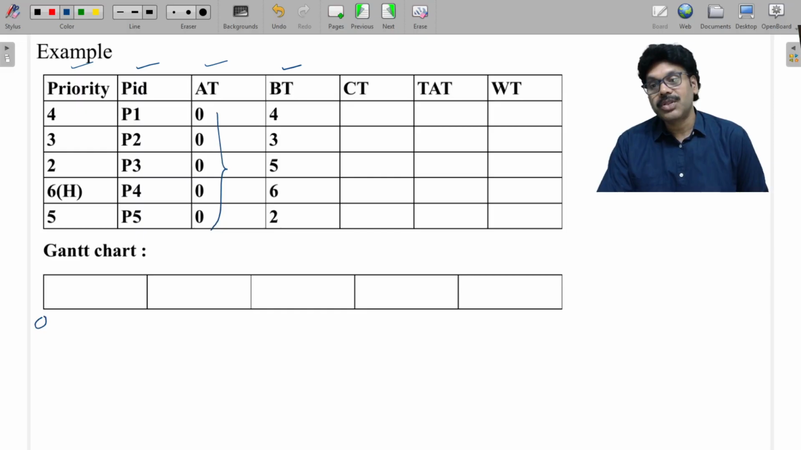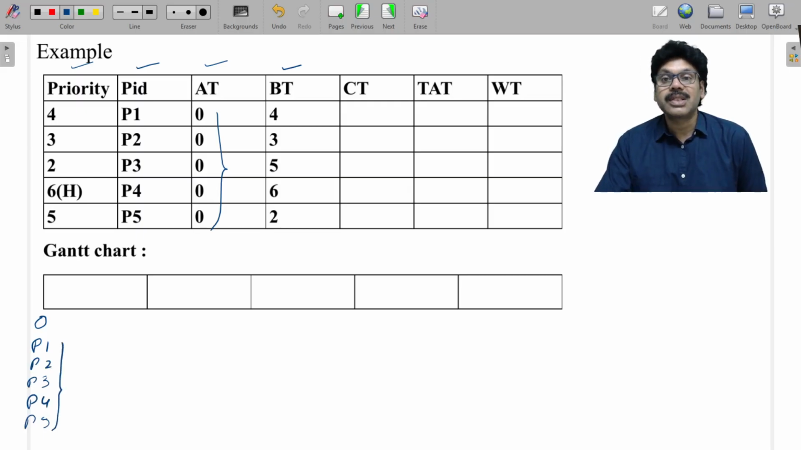At arrival time 0, how many processes have come? In this case, all the 5 processes have come. So among these 5 processes, you need to cross check which is having highest priority. So this guy is having highest priority. P4 will be given a chance.